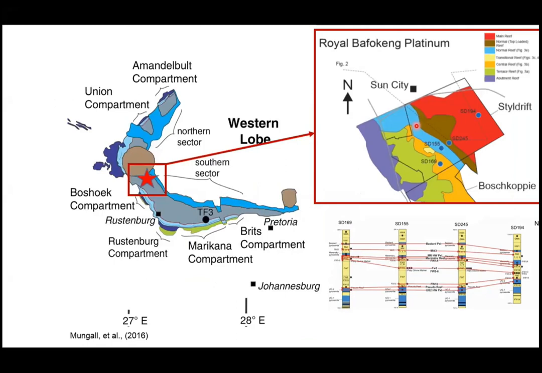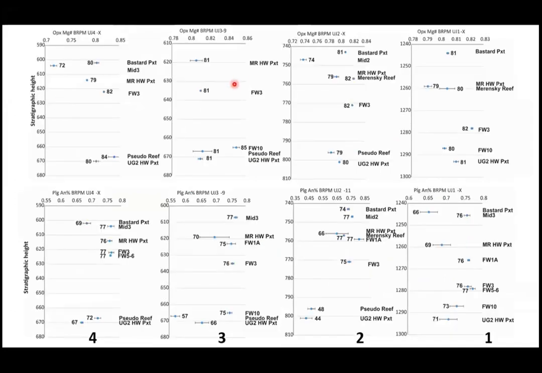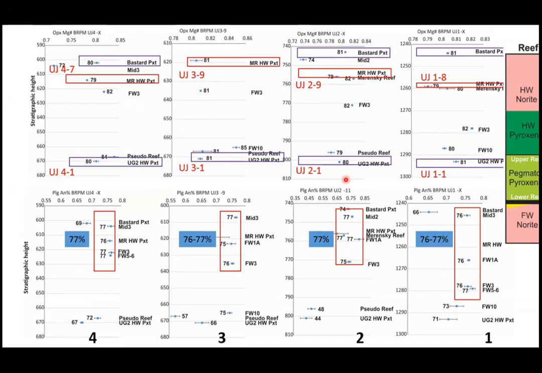Okay, let's start with the Merensky unit. I took four drill cores along the strike from the Royal Bafokeng Platinum mine. It's a compartment in the southern sector of the Western Limb, and I call them drill core 1 to 4 from right to left, northeast to southwest. These are the probe results from the orthopyroxene and plagioclase cores. There are about 1,000 point analyses and 31 thin sections from all rock types in these four drill cores.